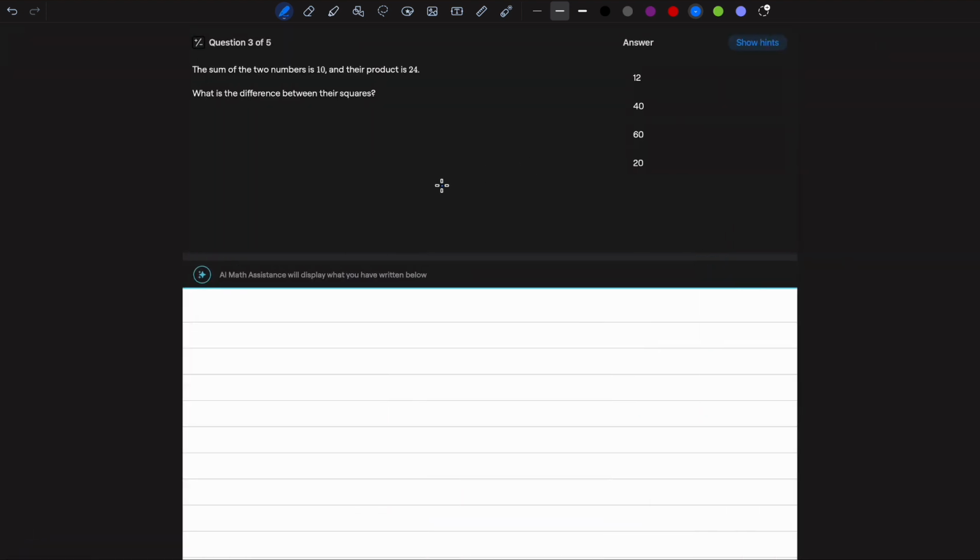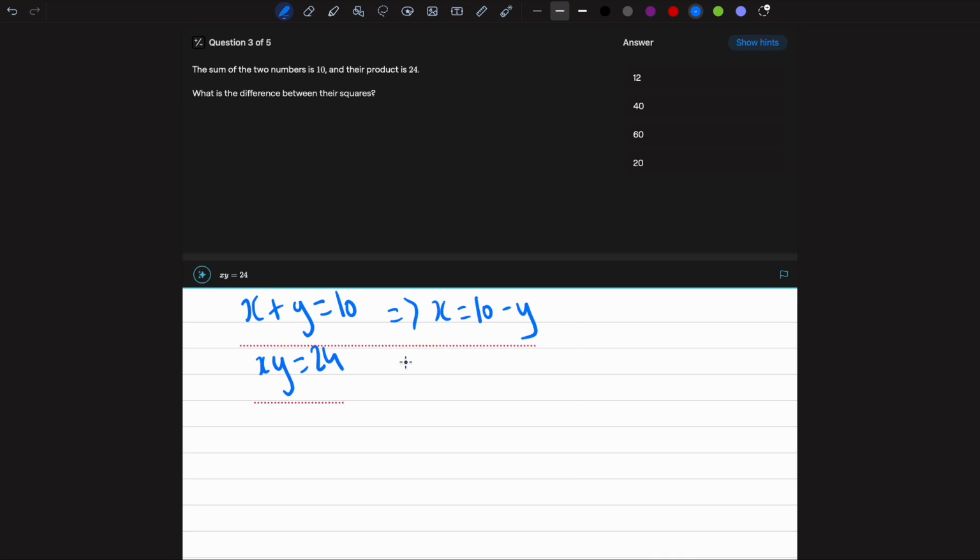So this question says the sum of two numbers is 10 and the product is 24. What is the difference between their squares? Okay, it's pretty simple. So let's call the numbers x and y. So I have x plus y is equal to 10. And I have x times y is equal to 24. Okay, from here, you can conclude that x is equal to 10 minus y. If you just rearrange the equation, you can get x is equal to 10 minus y.